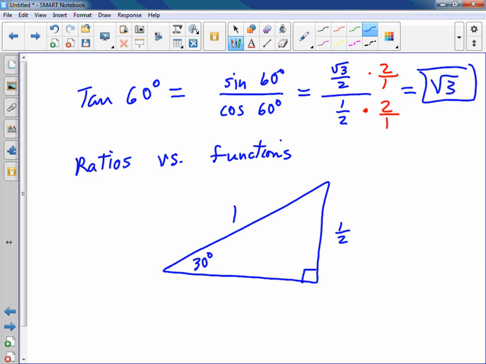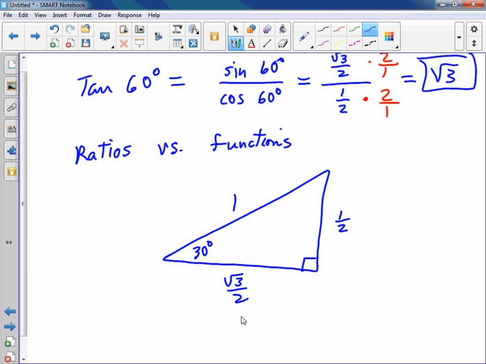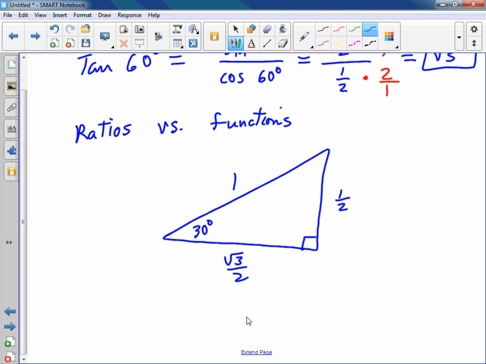Yeah, 1/2. And what's this length here? Good. Because we say the cosine of 30 degrees is the length of the adjacent side divided by the length of the hypotenuse. In this case, it's just 1, so it's square root of 3 over 2. And it's important to think of these, Alex, as ratios.